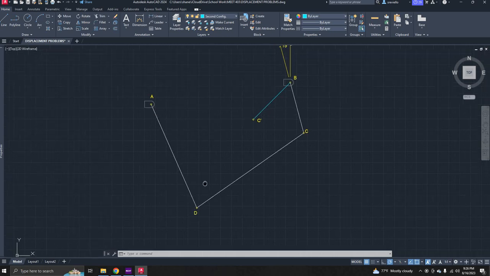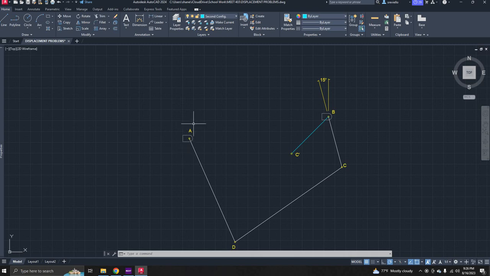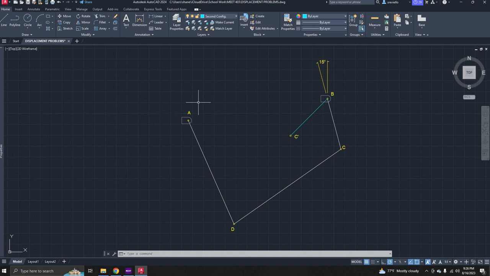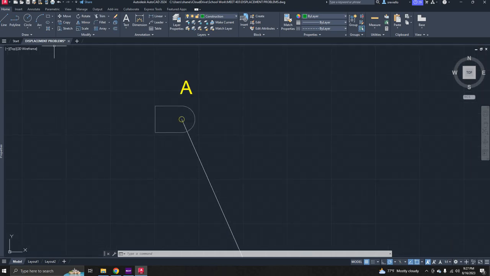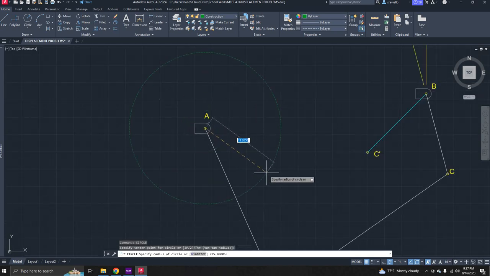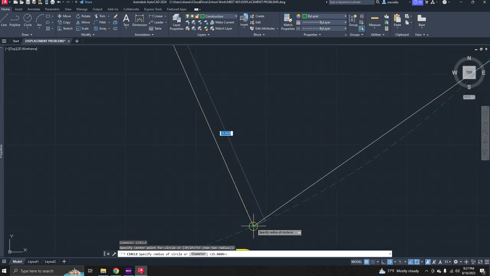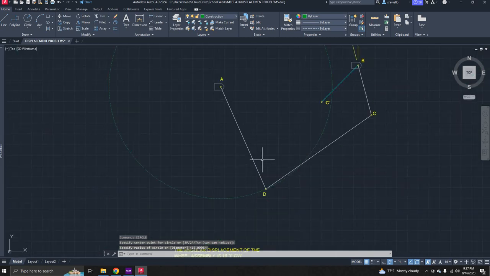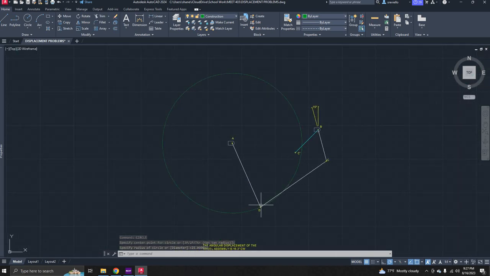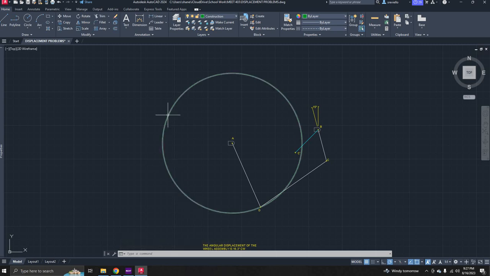So we know D is constrained to this point A because A is on the frame. So we know that D is able to revolve in a circle around A. So let's make a construction circle around A. We can back that up and put it right on D. Okay, so now we have this arc. So we know that D has to locate somewhere on this arc. If it's allowed to rotate freely around A, it has to locate somewhere on this arc.